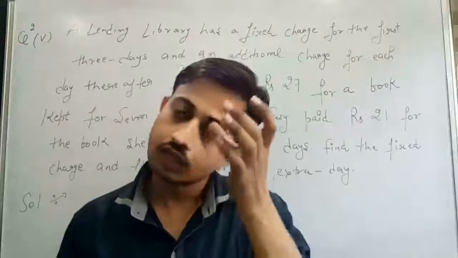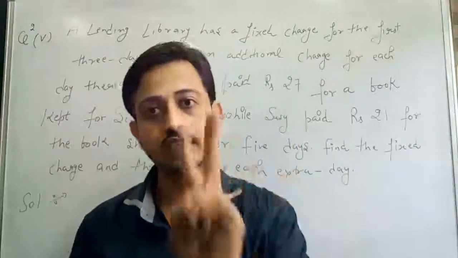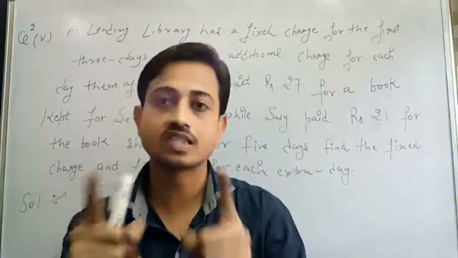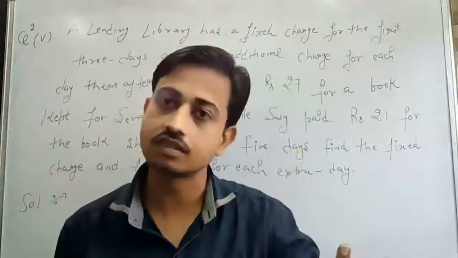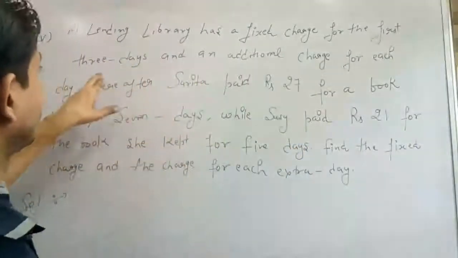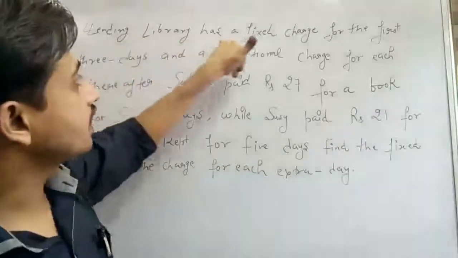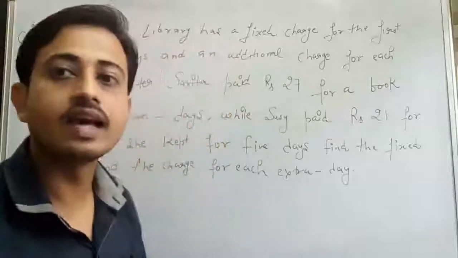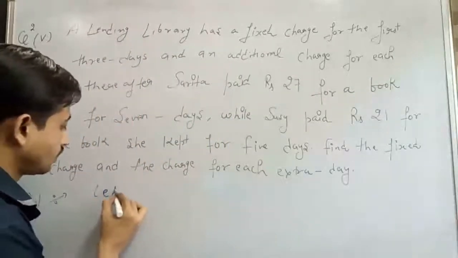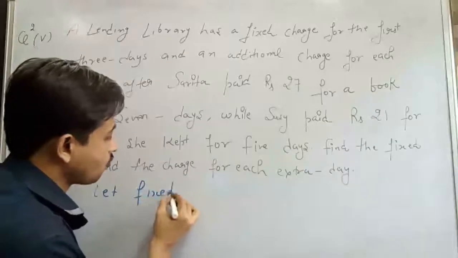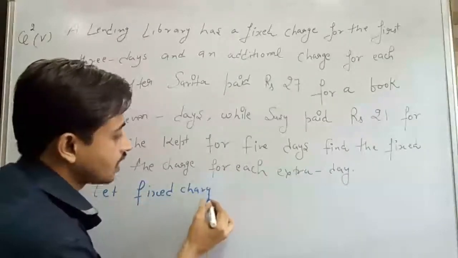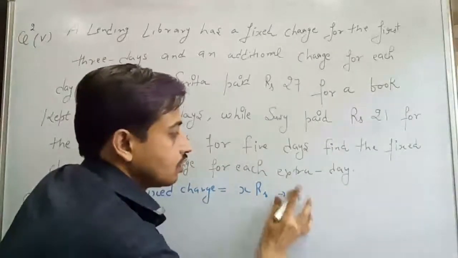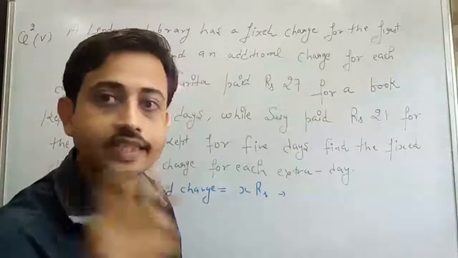What does the statement say? The library charges a fixed charge for 3 days, and if you keep the book more than 3 days, then you have to pay a charge per day after 3 days. So what's the condition? A lending library has a fixed charge, but we don't know what the fixed charge is, so let the fixed charge be X rupees for the first 3 days.